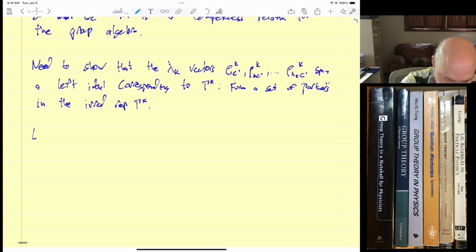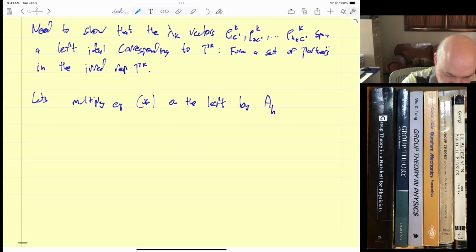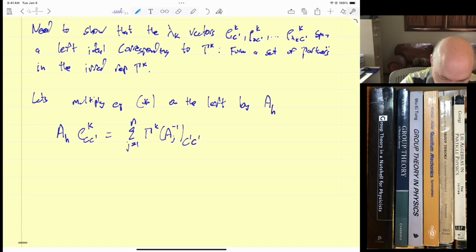So let's start. Let's multiply equation star on the left by AH. Okay. So this is a fixed element of the group algebra. We're going to show AH rho CC prime K is equal to the sum from J equal 1 to N gamma K AJ inverse. This is just a definition of the projection operator that we'd used before, except now we're multiplying it on the left by AH. These gammas over here are just numbers, so we can move the group element through them, and we get AH, AJ.